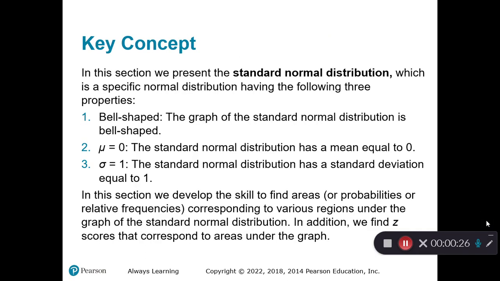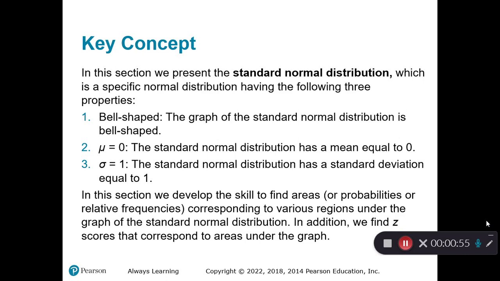The standard normal distribution has 3 very specific properties. First, it is bell-shaped. We're going to see a graph of the normal distribution in a future slide, so you'll be able to see that soon. Second characteristic is that it has a mean equal to exactly 0, so the distribution is centered at 0. Third, the standard deviation is exactly 1.